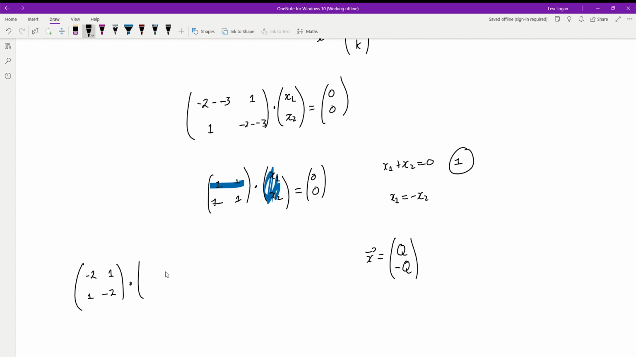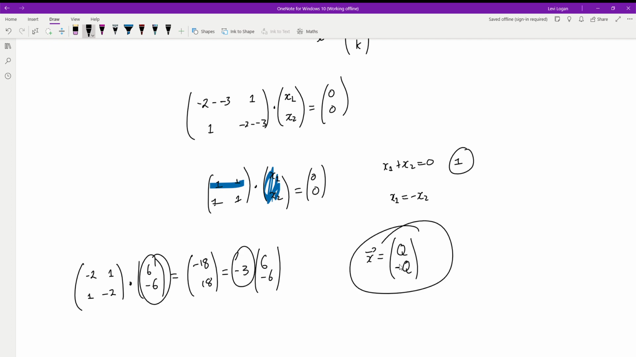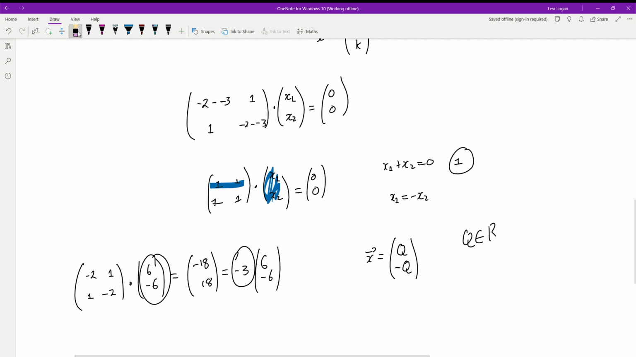Let me think of an example real quick. Let's say we did 6 and -6, okay? If you multiply that together, you're going to get -18 and 18. Now, if you take out a common factor of -3, you're going to get your original vector, and this is your eigenvalue. So this is your second eigenvector. So q can be any number, it doesn't matter, as long as it looks like this, okay? And this is for the eigenvalue lambda equal to -3, okay?